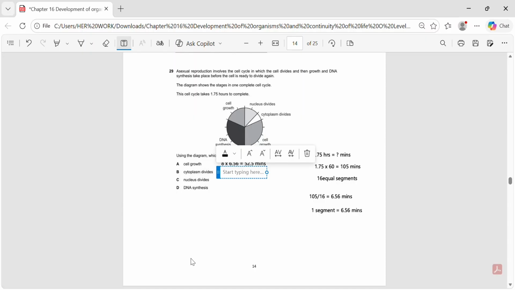We can check the other options as well. For cytoplasm division, it occupies only one section, so multiplying 1 by 6.56 gives 6.56 minutes. Nucleus division takes 2 sections, and multiplying 2 by 6.56 gives 13.12 minutes. DNA synthesis covers 5 segments, and multiplying 5 by 6.56 gives approximately 32 minutes. Therefore, out of all the options, the correct answer is option A.